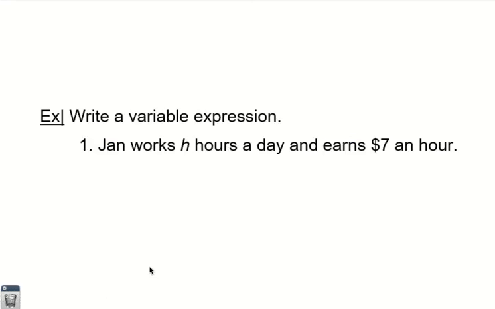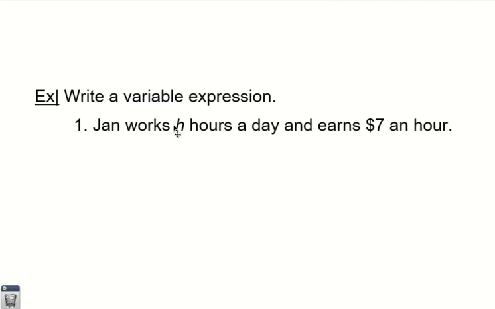Write a variable expression based on the statement. Jan works 8 hours a day and earns $7 an hour. What kind of variable expression could you write from that? H hours a day. How could you put H and 7 together to make an expression? How would they even go together? Hours a day and dollars per hour. How do they go together? Don't you normally multiply them together?